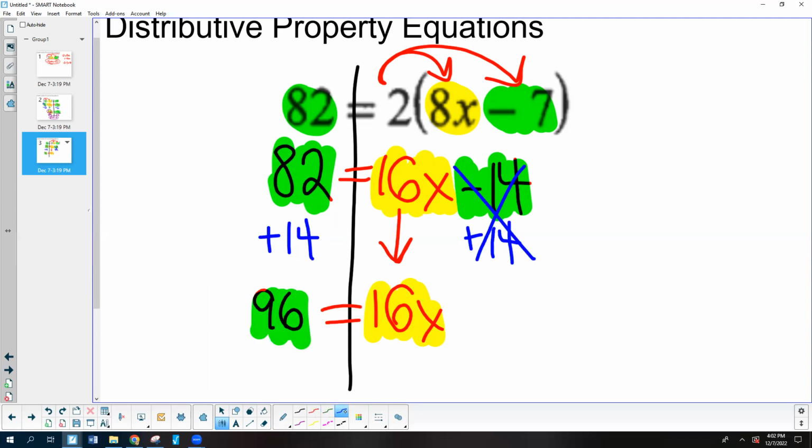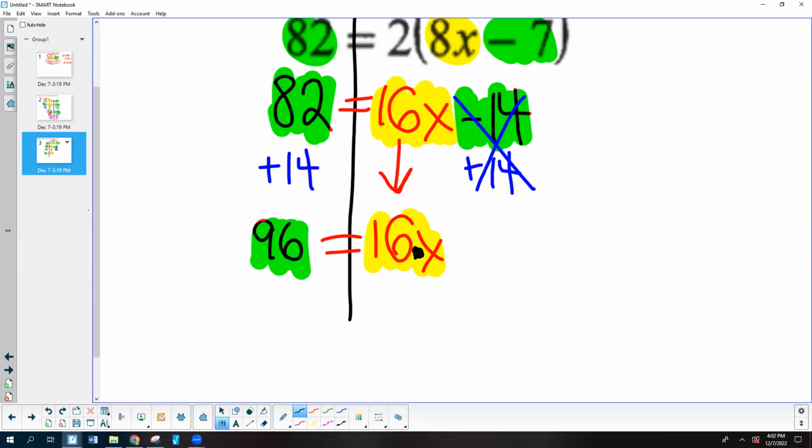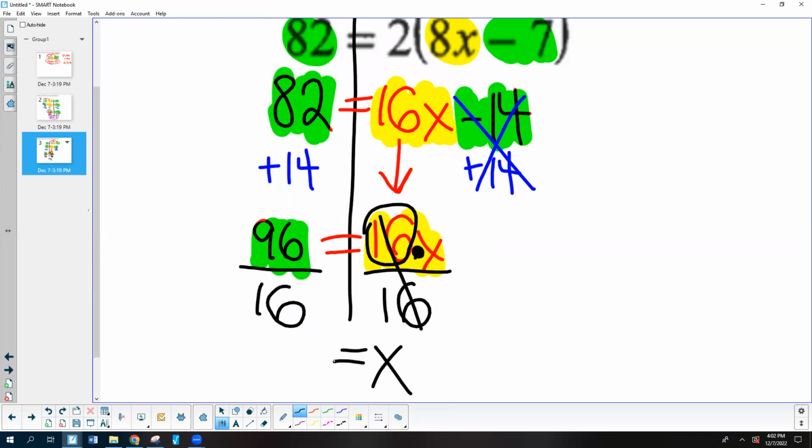Last step, y'all. I want to make sure that I can get x by itself. Remember, this is 16 times x, so we're going to do the opposite. The opposite of multiplication is division, and we're going to divide by that number in front. So we're going to go ahead and divide by 16 on both sides. That's going to give us x equals, what is 96 divided by 16 in your calculator? That's going to give you a +6. So our final answer is 6 equals x.